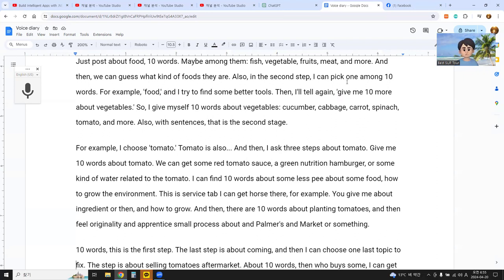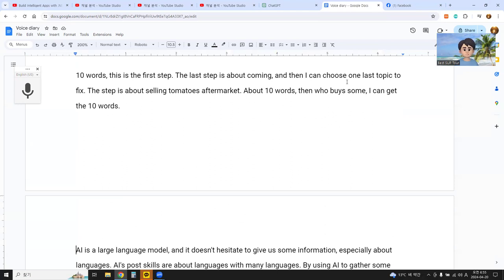We can get some red tomato sauce, a green hamburger, or some kind of drink related to tomato. I can find 10 words about how to grow them, the environment. Then there are 10 words about planting tomatoes, the process, farmers and the market. This is the first step, and for the last step I can choose one last topic. The step is about selling tomatoes at the market. At the market, about 10 words, then about who buys them, I can get 10 words.